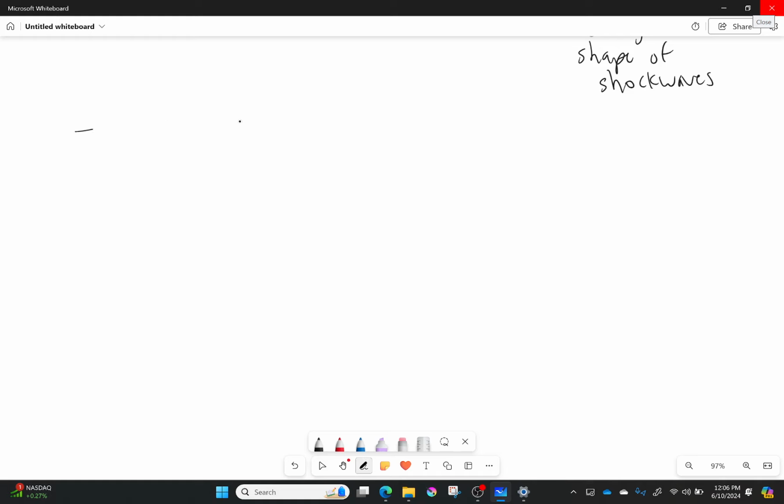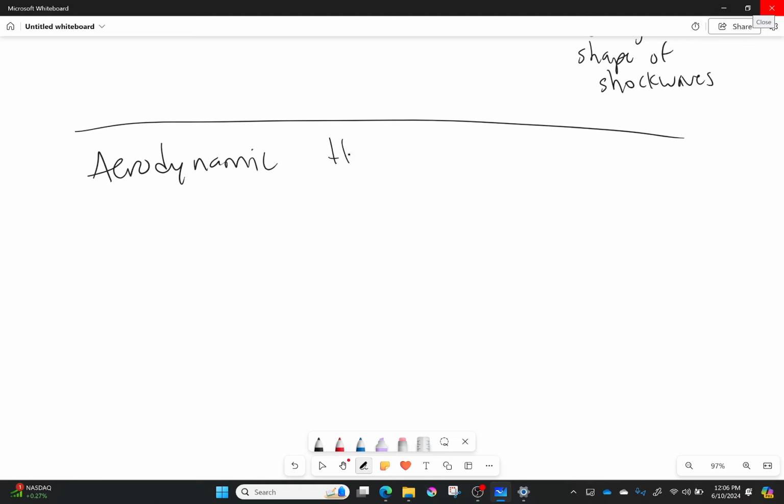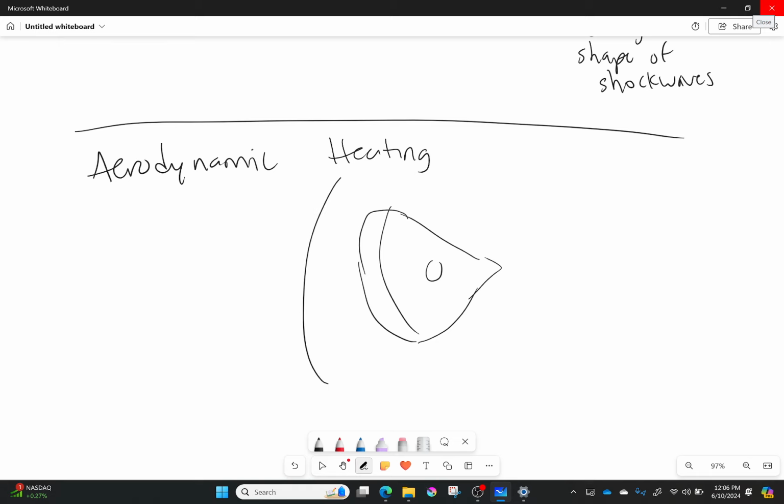So the second difference here is all about aerodynamic heating. Let's bring in our good old reentry vehicle model. So some astronauts are coming in. They got kind of this shape here. Looks kind of like a Hershey's Kiss. I'm hungry. Thanks a lot, guys. Okay. And I got my shockwave out the front. It's a nice bow shockwave.